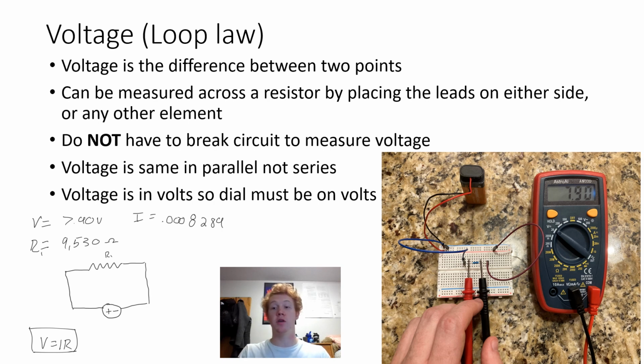It is also important to note that the dial on the multimeter must be turned to volts. Start big and work your way down. And you can see that we got a 7.90 volts for a reading across the resistor.